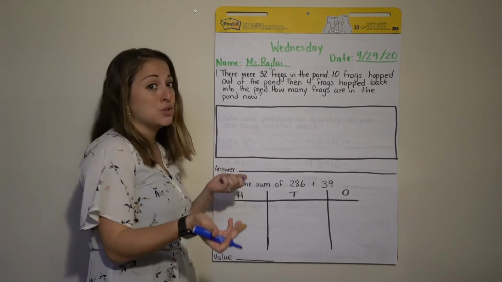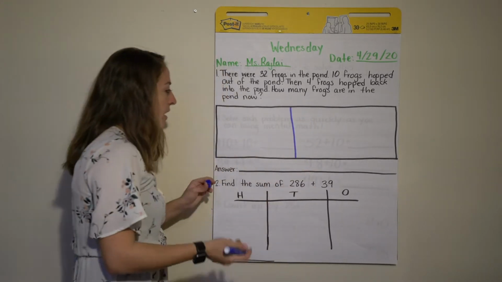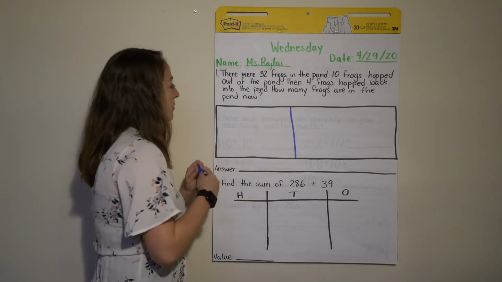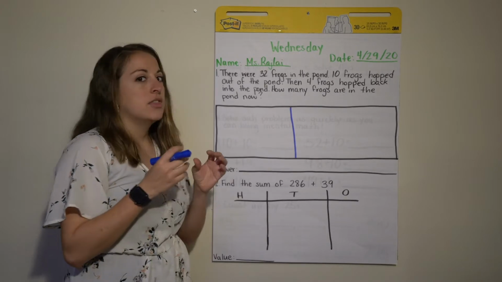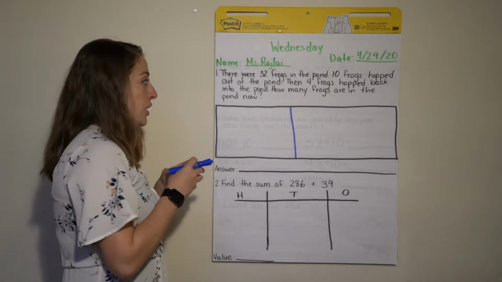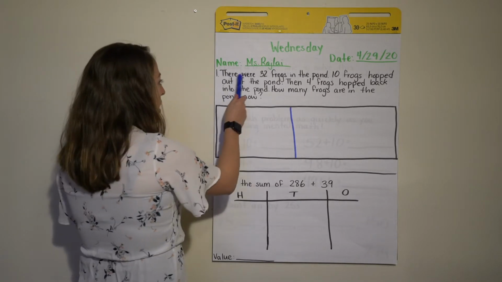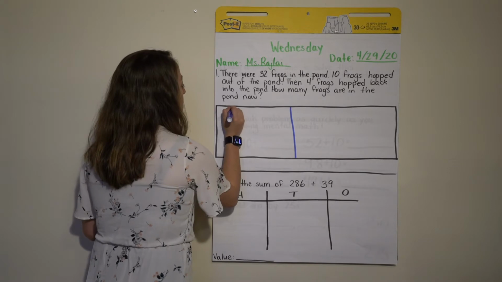So because it's a 2-step word problem, we're going to put a line in the middle, and we're going to solve it in 2 steps. Okay. So I'm actually going to write the number sentence for you, and then you're going to start to solve it. So it says there were 32 frogs in the pond. Okay, we know there was 32.